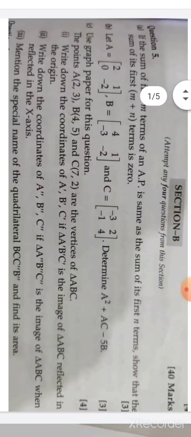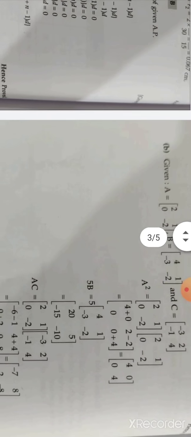Again moving to question number 5, B part. This is a matrix question. Let A be the matrix 2, 1, 0, minus 2. B is 4, 1, minus 3, minus 2. And C is minus 3, 2, minus 1, 4. Determine A square plus AC minus 5B, a 3 marks question. Now, in section B, question 5B part, we have matrix A as 2, 1, 0, minus 2, B as 4, 1, minus 3, minus 2, and C as minus 3, 2, minus 1, 4.